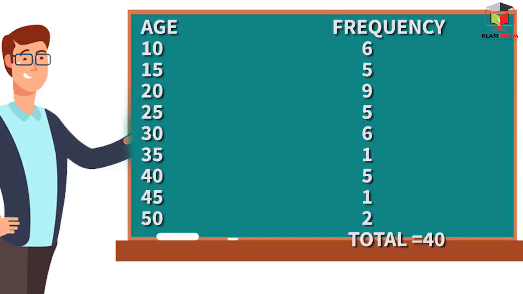Age range from 10 to 50. Those that were age 10 were 6, 15, 5, 20, 9, 25, 5, 30, 6, 35, 1, 40, 5, 45, 1, 50, 2, total number 40.